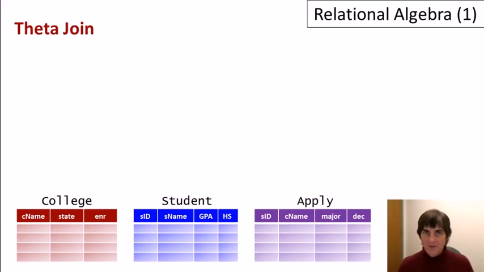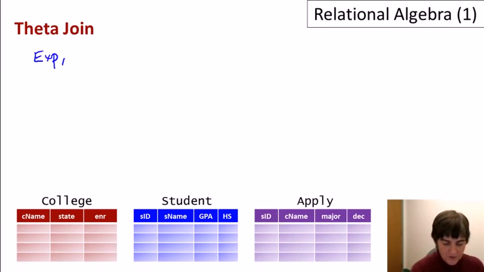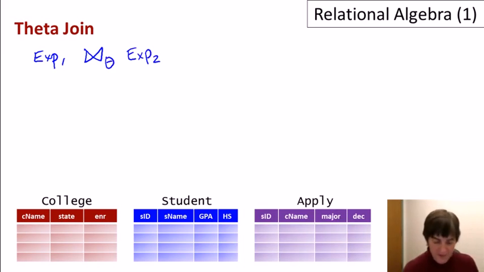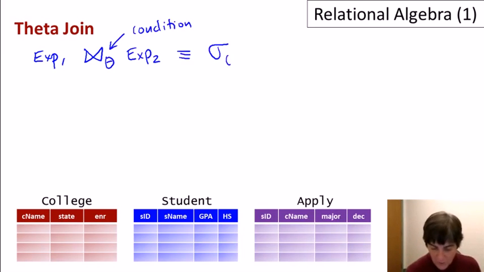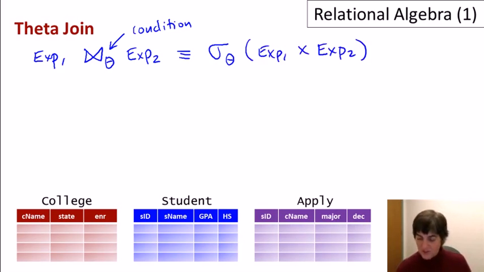The last operator that I'm going to cover in this video is the theta join operator. Like natural join, theta join is actually an abbreviation that doesn't add expressive power to the language. Let me just write it. The theta join operator takes two expressions and combines them with the bow tie looking operator, but with a subscript theta. That theta is a condition. It's a condition in the style of the condition in the selection operator. And what this actually says, it's pretty simple, is it's equivalent to applying the theta condition to the cross product of the two expressions.